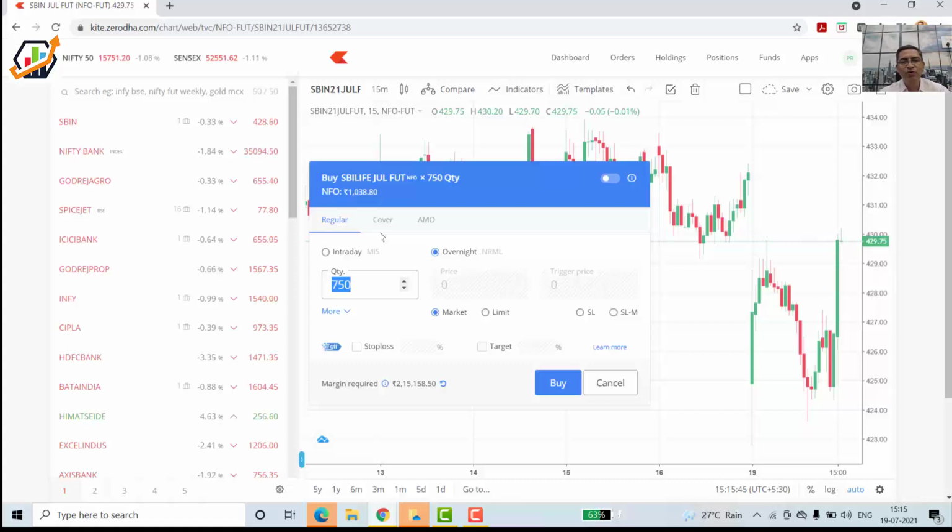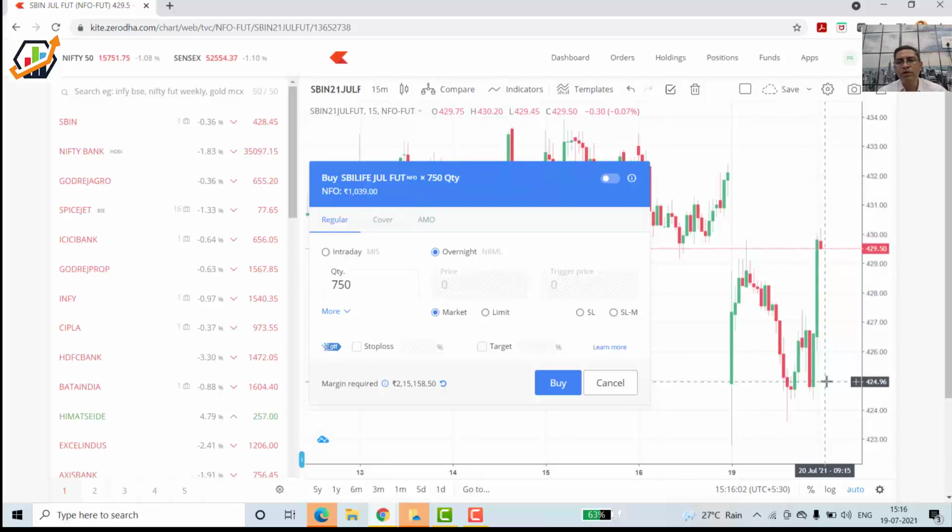So once this window is open, I can decide when I want to buy. For example, if I have decided that I probably want to buy at the double bottom, I could have selected something like 425. Assuming I am expecting the price might come one more time to this level of 425, that's what I can do by selecting here.